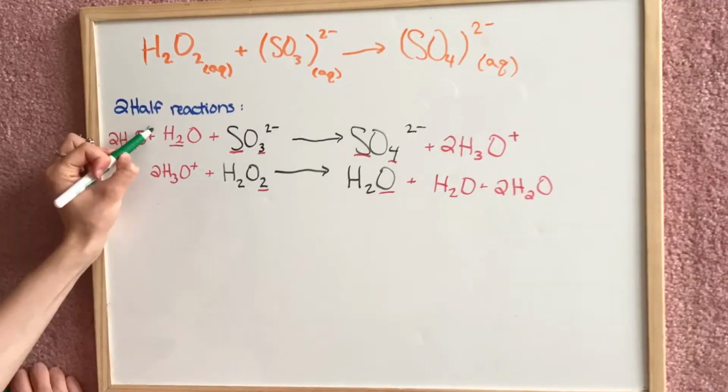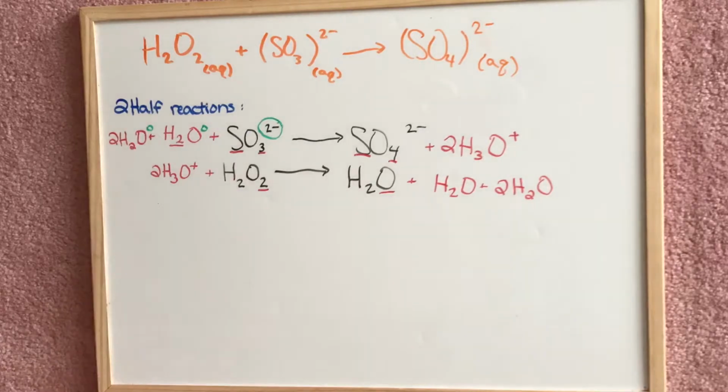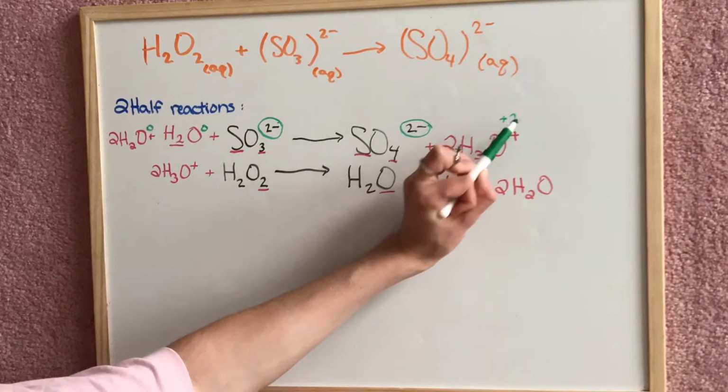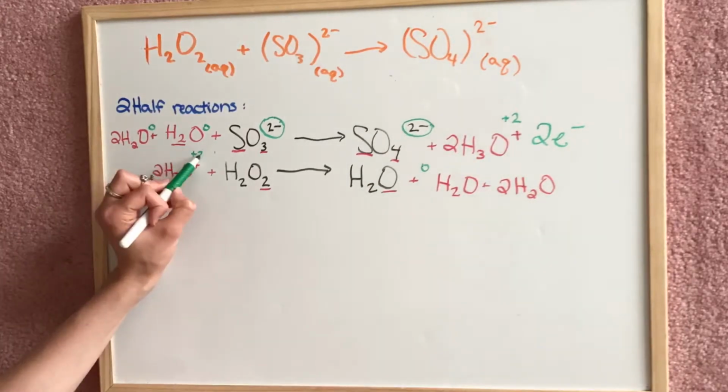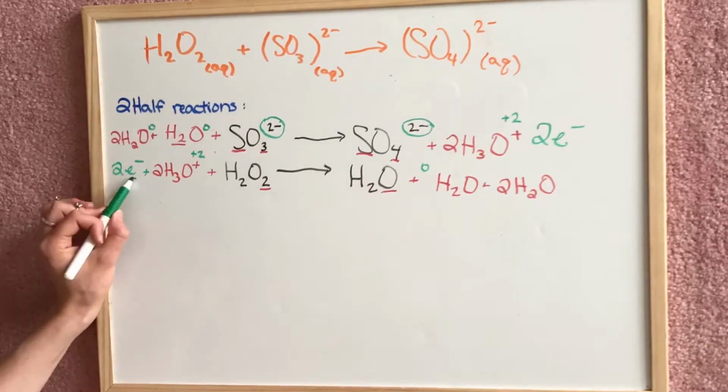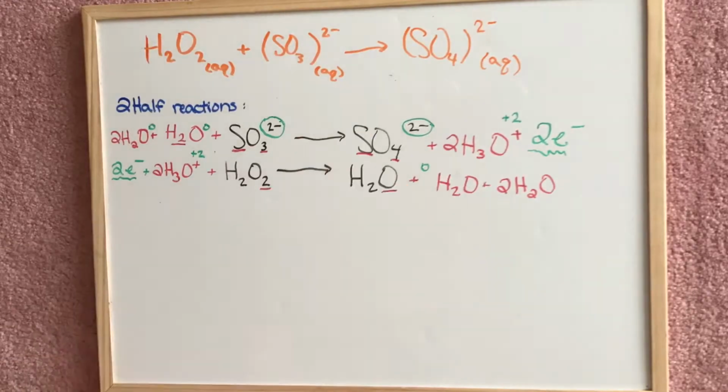If you're in an acidic solution, add your hydronium, but if you're in a basic solution, add your hydroxide. Next, you have to balance your charge. And this step is super easy because it's just addition and subtraction. So as you can see in the first equation, you have a 2 lesser charge on the left side, so we'll add 2 electrons to the right side, and vice versa for the second equation.